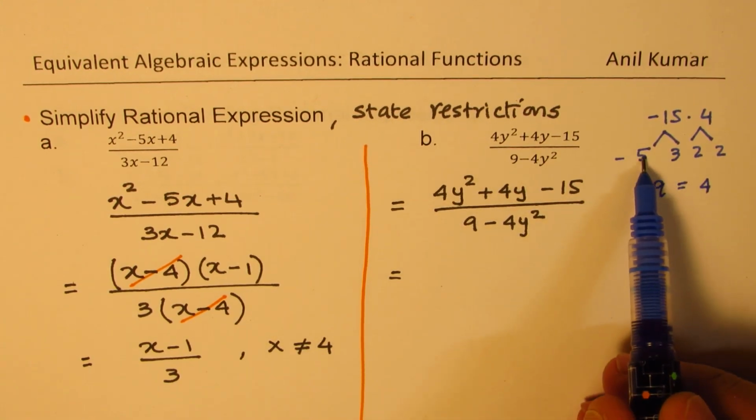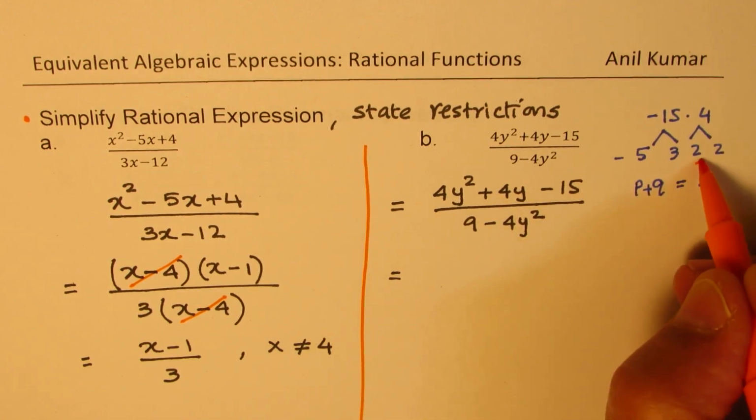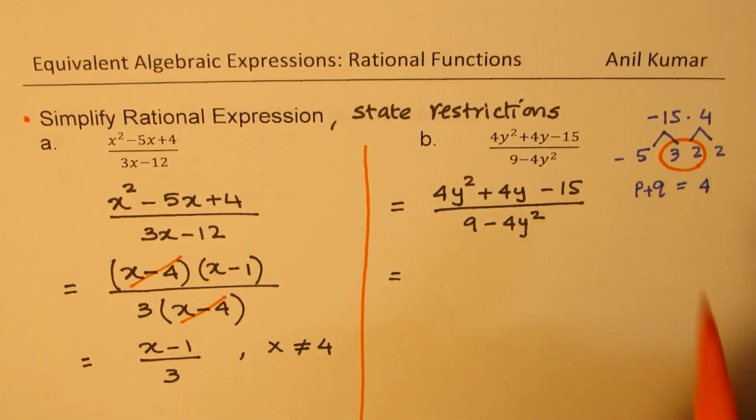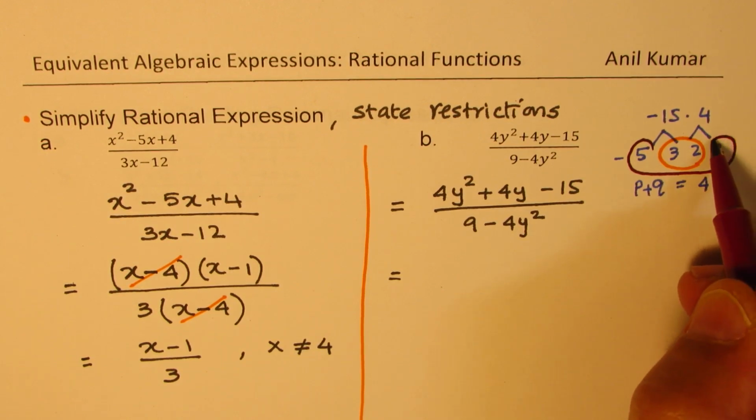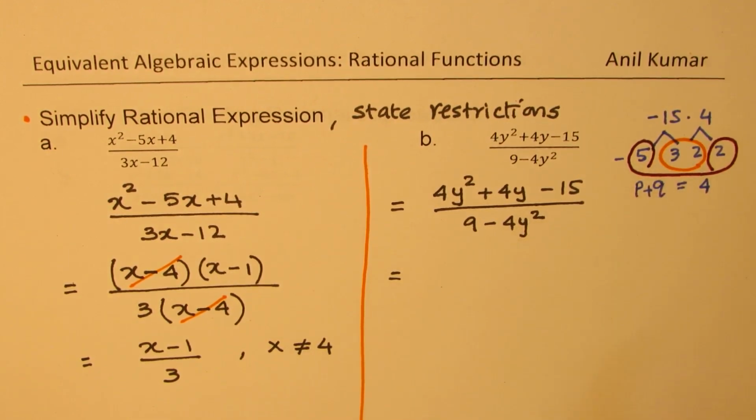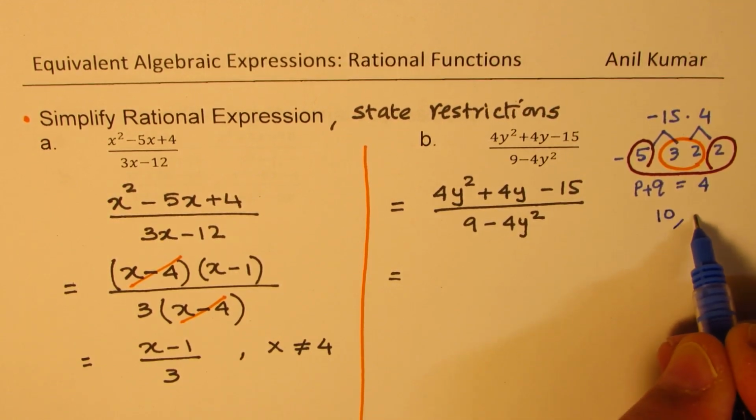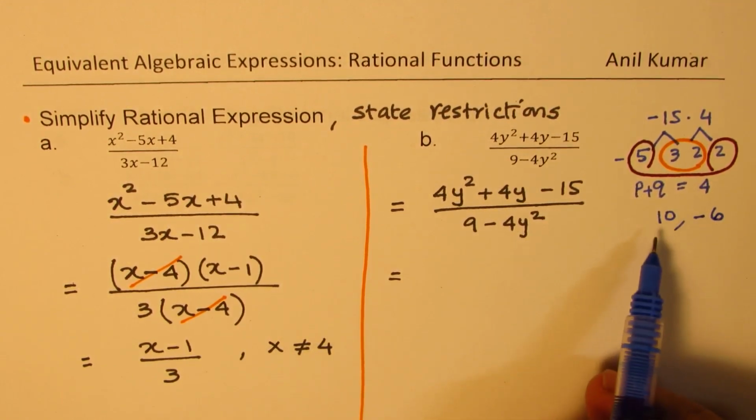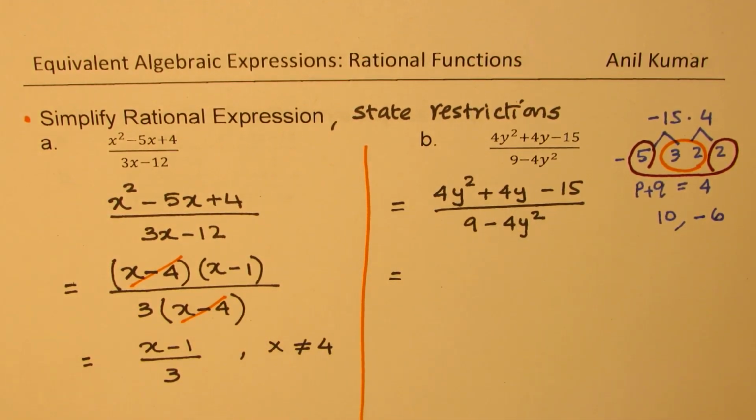So 5 times 2, if I combine with 3 times 2, which is 6, in that case, we do get 4, correct? So if we have one combination as 6, the other one as 5 times 2, right? Then we do get it, but we need positive 4. Since we need positive 4, the bigger number is positive, right? So 10 will be positive and 6 will be negative, correct?